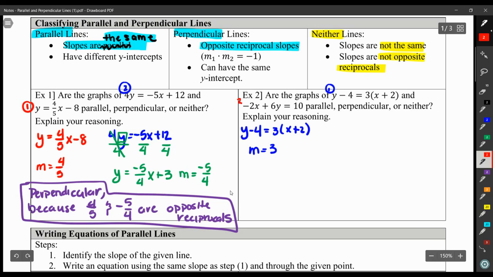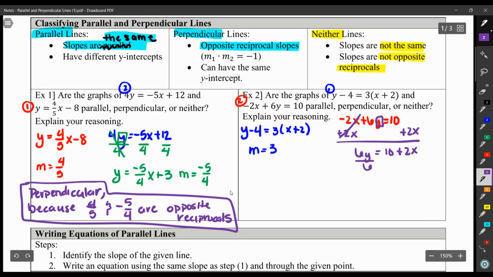The second line is not as easy to identify because the second line is in standard form, which we don't get anything from. So we need to change the standard form equation into slope-intercept by solving for y. So first we're going to add 2x to both sides to start to get y by itself. So 6y equals 10 plus 2x. And then to finally get y completely alone, we will divide everything by 6. So I can simplify these fractions. So 10 over 6 can simplify to 5 over 3, plus 2 over 6 simplifies to 1 over 3x. And so now my slope for this second line is 1 over 3.